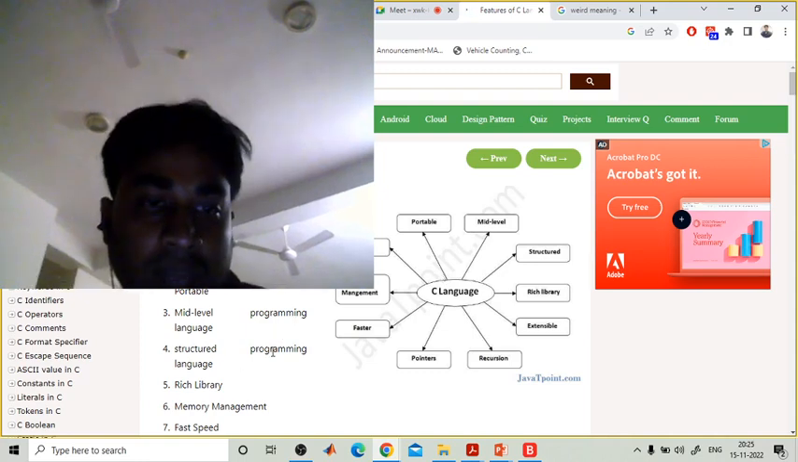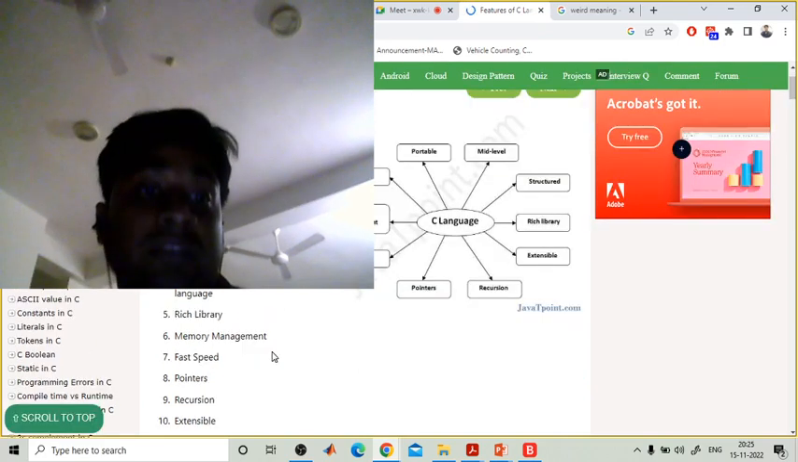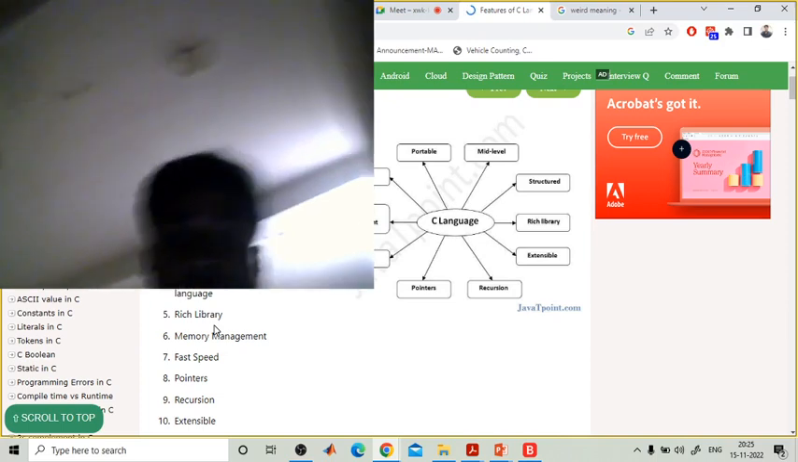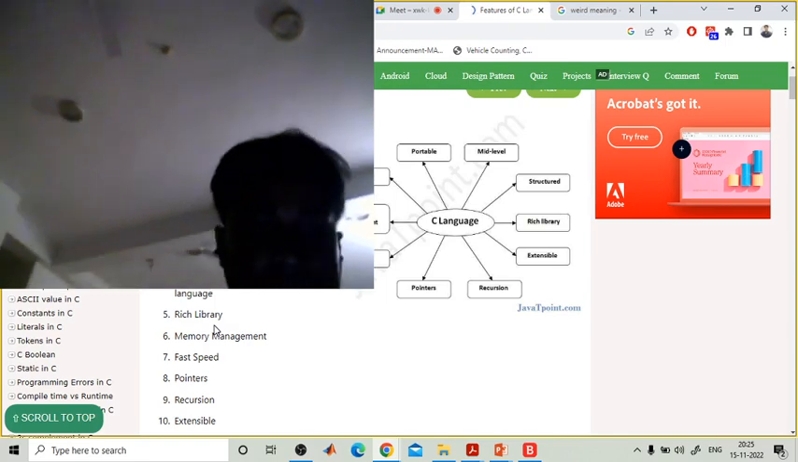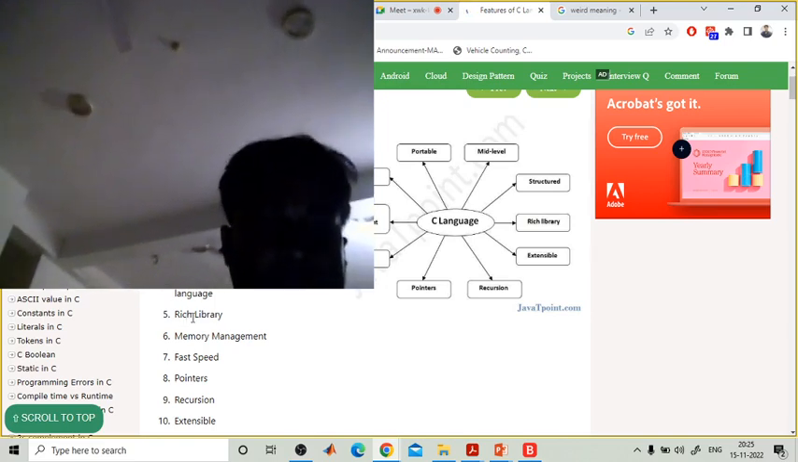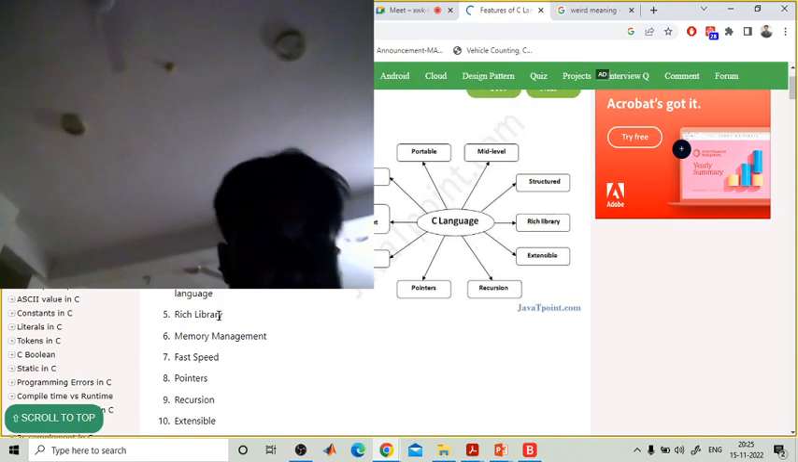And structured programming language means that the programs are broken into different blocks or functions, and those blocks are executed. It has a rich library. Rich library means that in the library you have some header files and some function definitions. Rich means resource enriched. The different functions and header files are present there, and you can call them for different purposes, as we are doing.